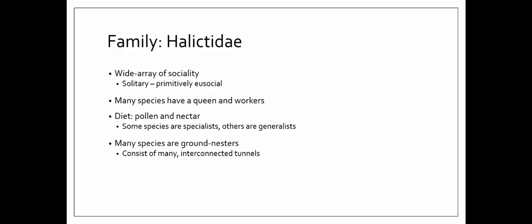In the family Halictidae, there is a wide array of sociality among the species. They can range from being solitary and having no level of sociality to being primitively eusocial. Many species within this family have a queen and workers. Their diet consists of pollen and nectar. However, some species are specialists for certain crops, whereas other species may not be as resource specific and therefore are considered to be generalists. Many of the species are ground nesters, which consist of many interconnected tunnels.